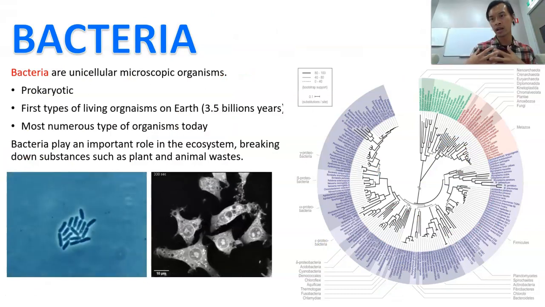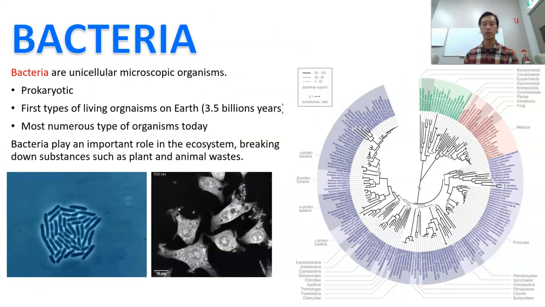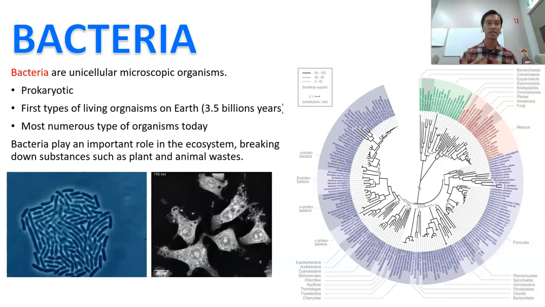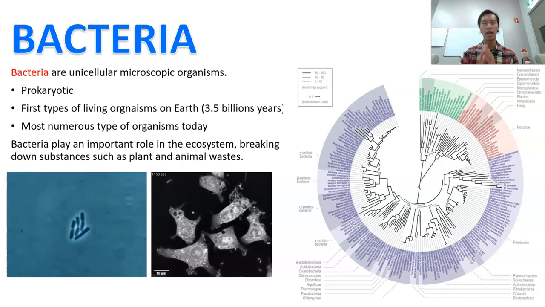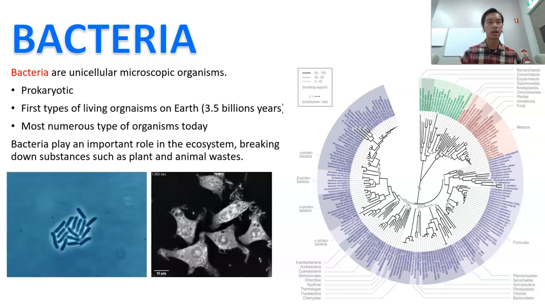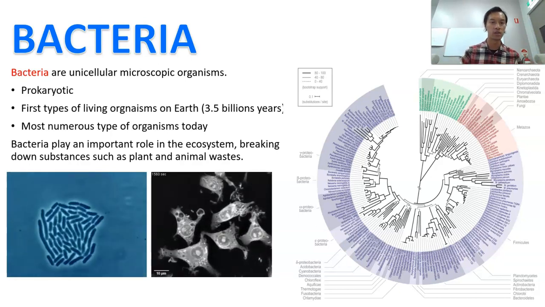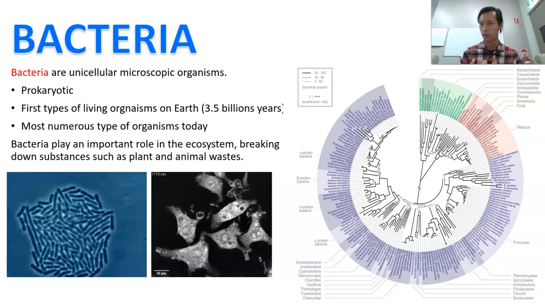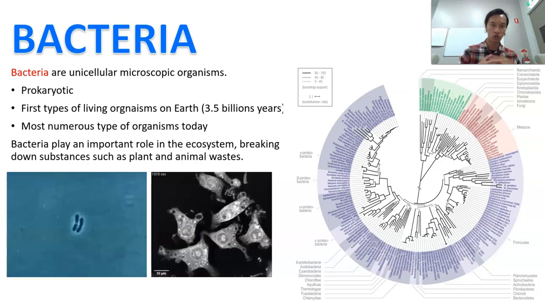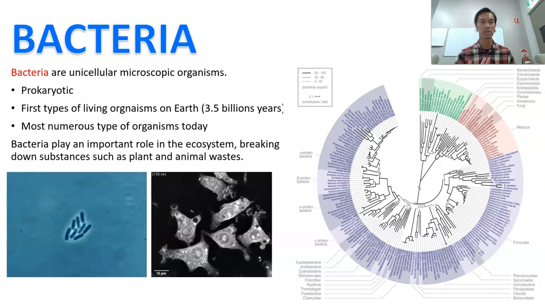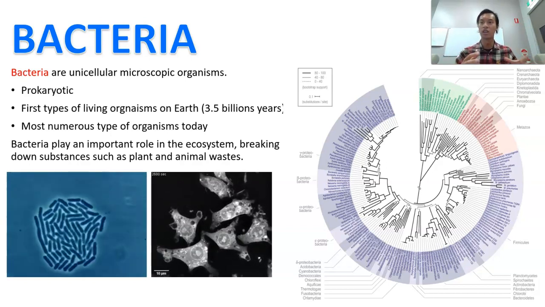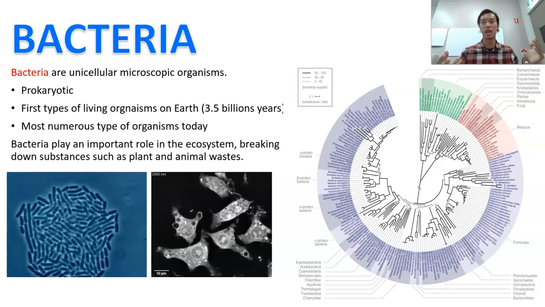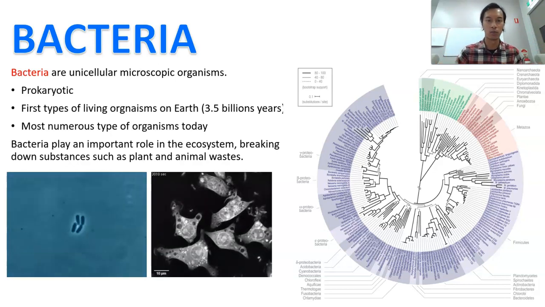Let's take a look at some prokaryotes that we are familiar with, bacteria being the primary example of a very typical prokaryotic cell. Bacteria are unicellular and microscopic. They are prokaryotic, and they were the first living organisms to have appeared on the Earth about 3.5 billion years ago, and they're also the most numerous type of organisms today.